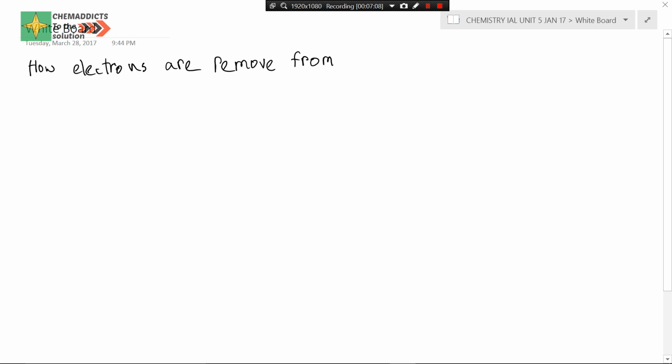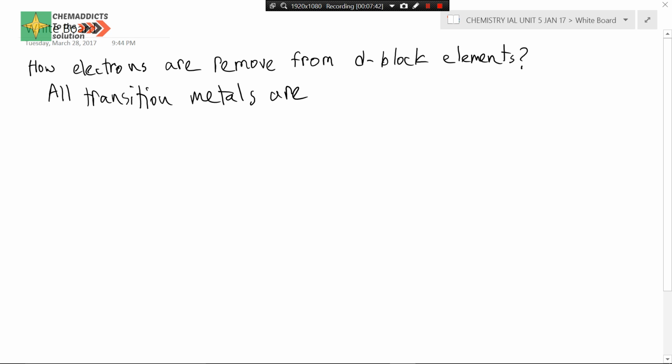So let us first answer this question: how electrons are removed from d block elements. Let us know the process of how electrons are removed from d block elements. Before answering this, we need to know that all transition metals are d block elements.